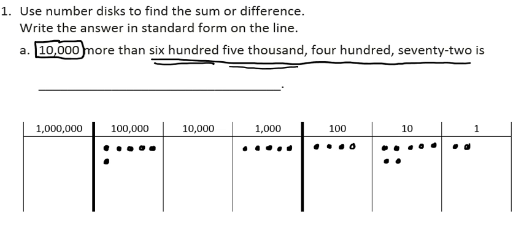To that, we are going to add 10,000. All that means is I have to put a disc in my 10,000s place. This is the 10,000 that I added to our original number. To write my final answer, I just need to show what my place value chart is showing. I still have 6 in the 100,000s place. Now I have 1 in my 10,000s place, 5 discs in the thousands place, 4 hundreds, 7 tens or 70, and 2. That means that 10,000 more than 605,472 is 615,472.